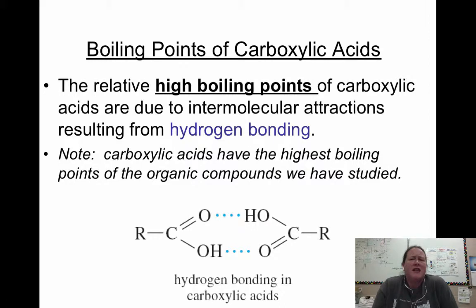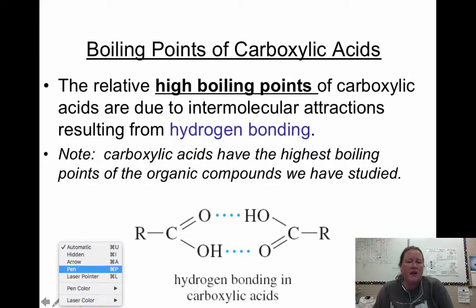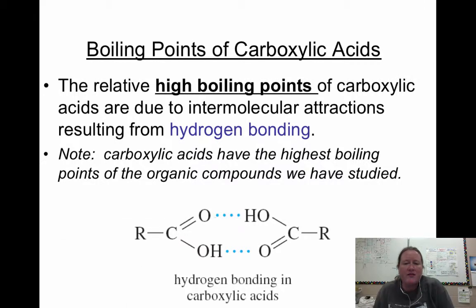So carboxylic acids have relatively high boiling points, and it has to do with the intermolecular attractions of hydrogen bonding. And they have the highest boiling point of all of the organic compounds we have studied. So if we look at this, we can have a hydrogen bonding occurring between the hydroxyl group on one carboxylic acid group and this carbonyl group on another.